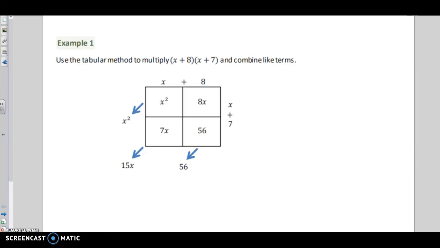All right, Lily, this is lesson 2. This is one of the easier lessons we'll do this year. It just introduces a new method to multiply polynomials.